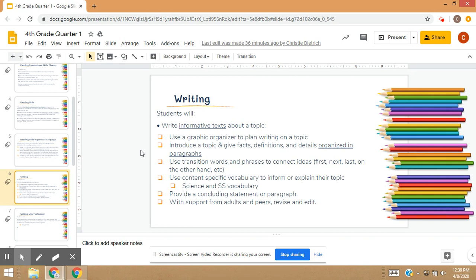And so students will introduce a topic and give facts, definitions, and details organized in paragraphs. They're going to use transition words and phrases to connect ideas. So first, next, last, and on the other hand, and so on. And they're going to use content-specific vocab to inform or explain their topic. We're also going to be using this in science and social studies, having their vocabulary go from all subjects into this, and provide a concluding statement and write with support from adults, peers, and revise and edit.